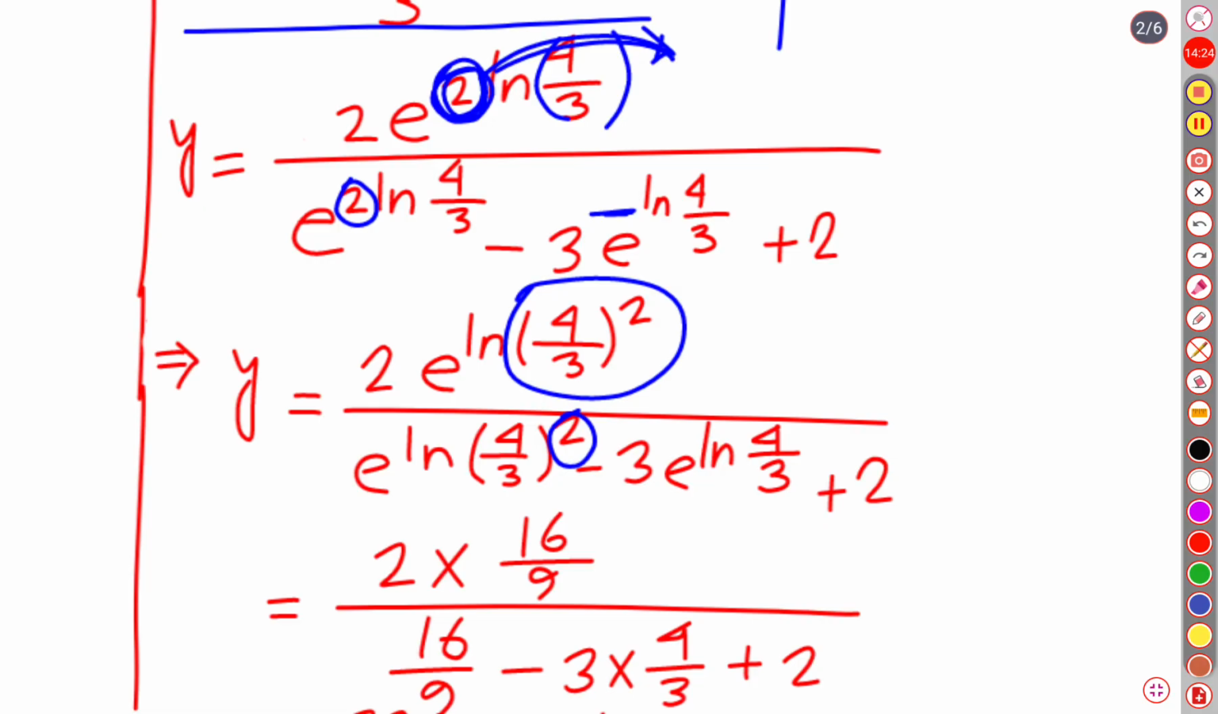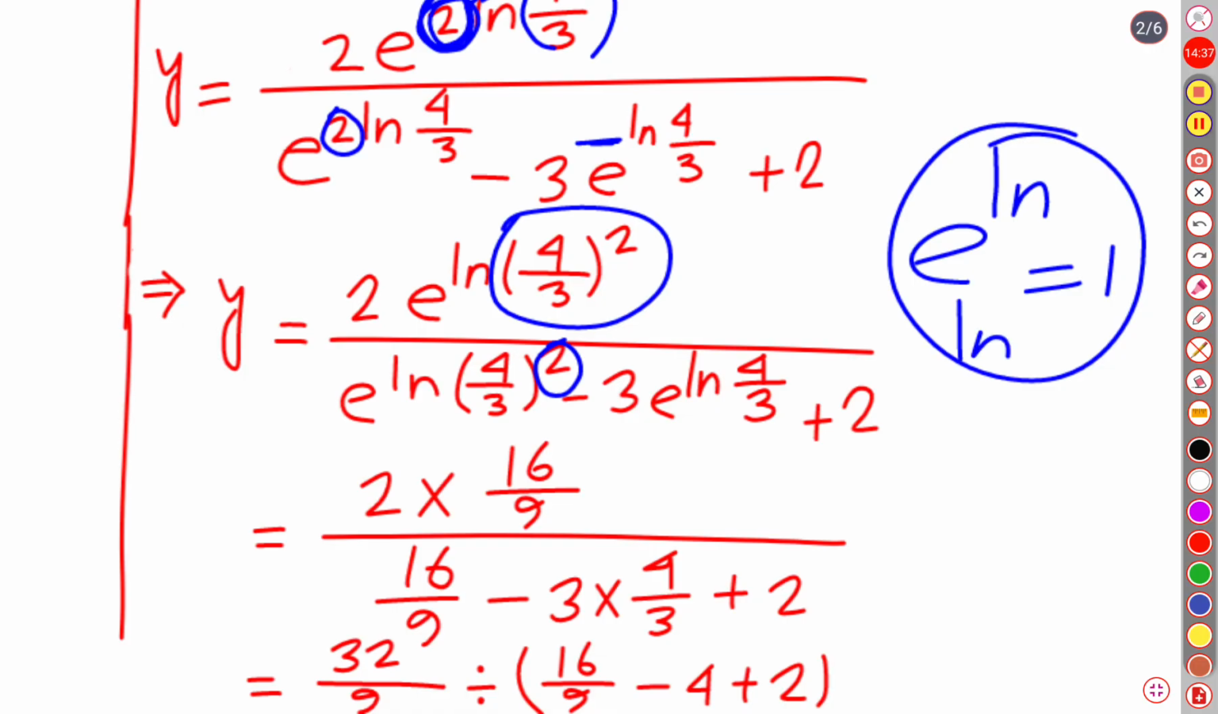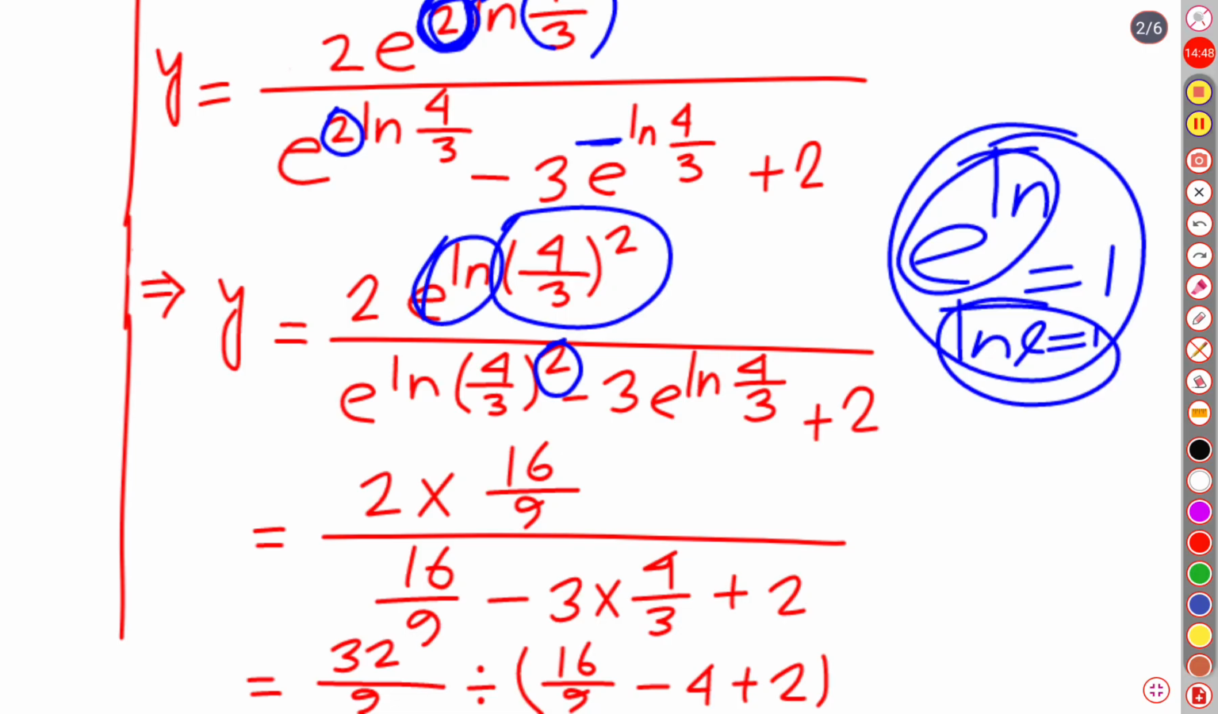Now we already know that e raised to ln is equal to 1. e raised to ln, or ln e, is equal to 1. Please keep this concept in your mind. So as this is 1, we will have to multiply this 2 into 4 squared. 4 squared means 16, and 3 squared means 9. Same goes in the denominator also. This is actually 1. So there remains only 4 squared over 3 squared, which means 16 over 9.